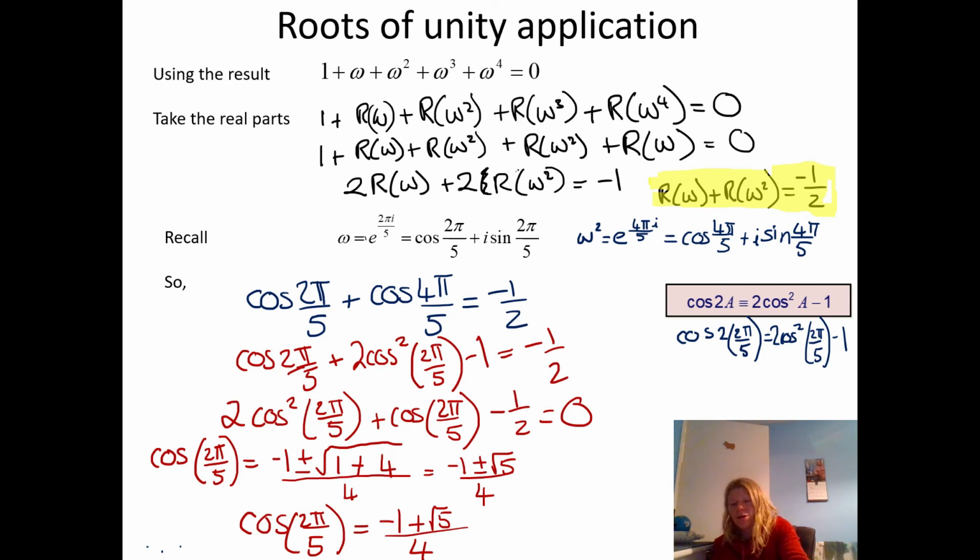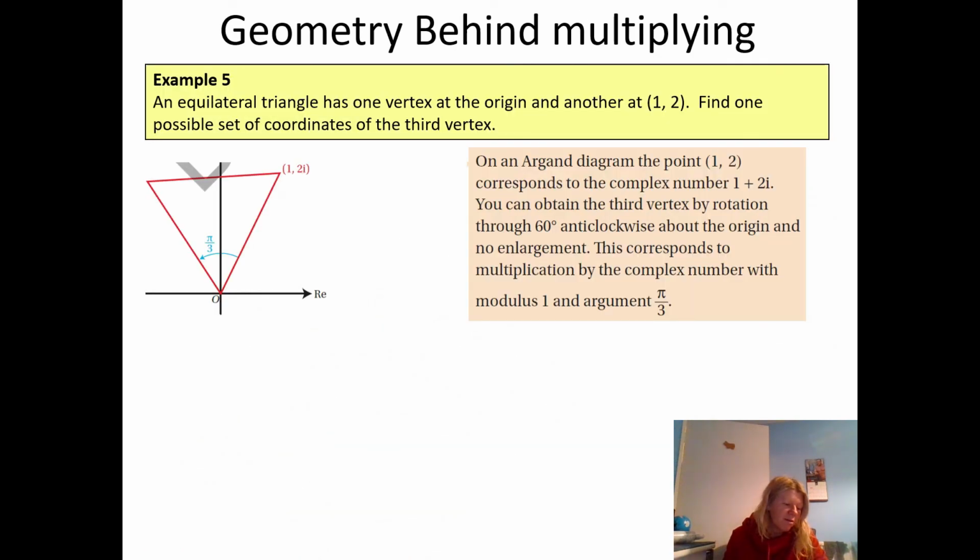Right, next question. It's a bit easier than this one, so you can relax. A quadrilateral has one vertex at the origin and another vertex at 1, 2. Find one possible set of coordinates for the third vertex. So we've got 0 here, 1, 2 here, and we're trying to find a possible other vertex. That angle there, we're told, is pi by 3.